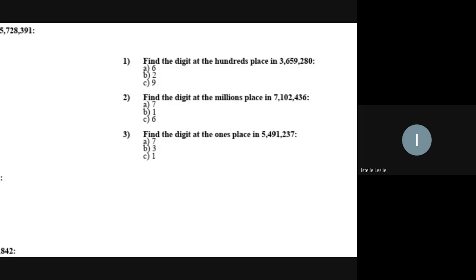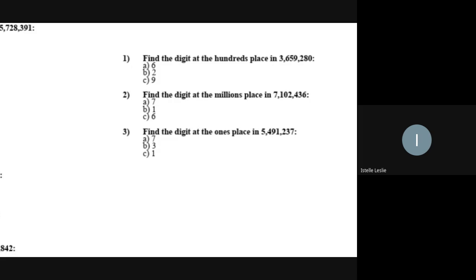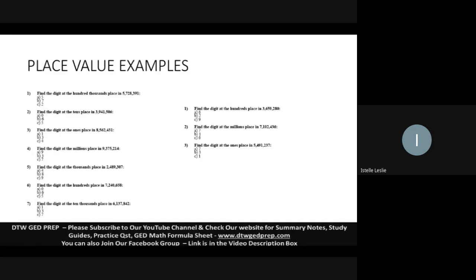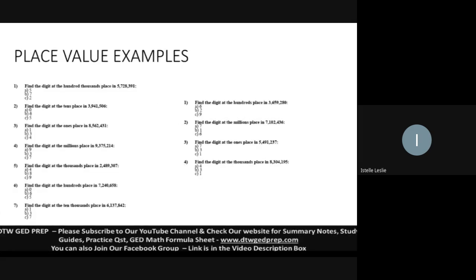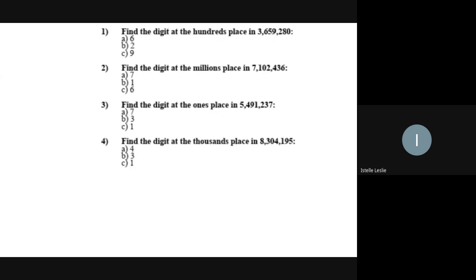Okay, we are working on the third one. Okay. Yes, so that's correct. So the digit there at the ones position is 7. Yes, the fourth one. The digit at the thousands place.